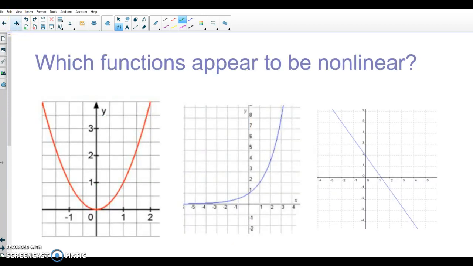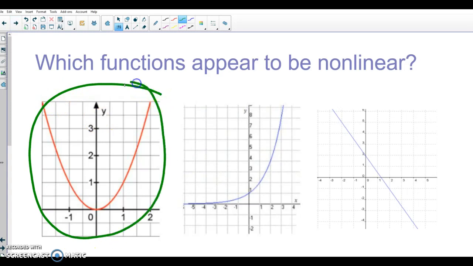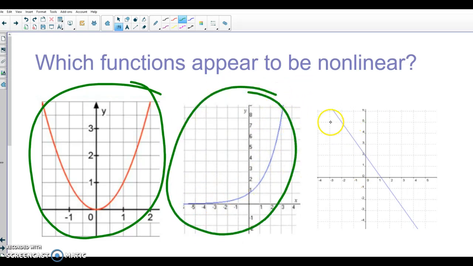So looky here. We have which functions appear to be nonlinear. So which ones look like they're not lines? Well, that should be pretty easy. If you look at the red one, it's curved, so that's nonlinear. And this dark blue one here in the middle starts at the bottom and curves up. It doesn't go straight up. That's nonlinear. But if I look at this last one, it's pretty straight. So that one is going to be linear.